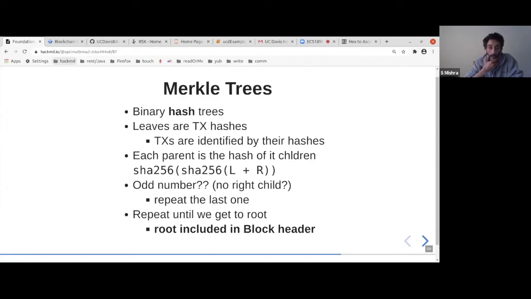The parent, so one level up in the tree, is just the hash of its 2 children. We can call them the left and the right. If there are an odd number of leaves, then we repeat them. And then we repeat the process until we get to the root of the binary tree. The root is included in the block header, and it's called a Merkle root.